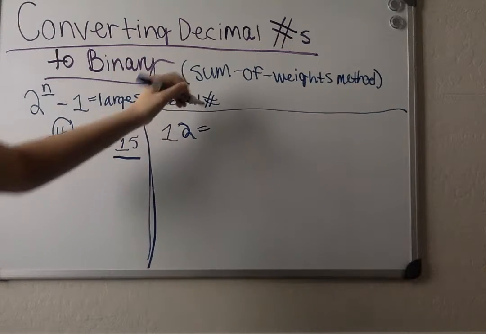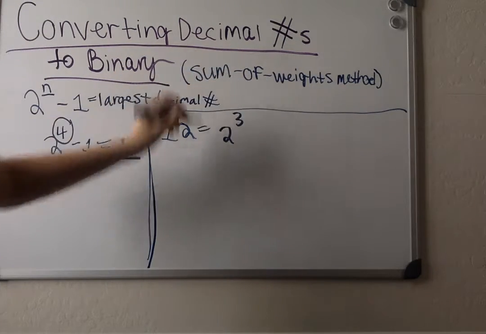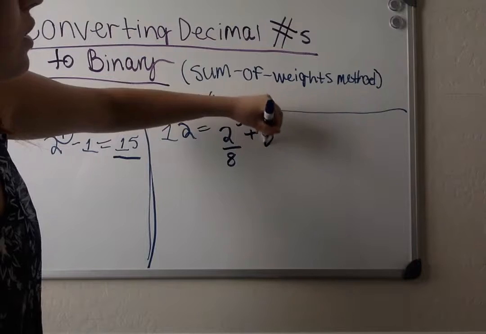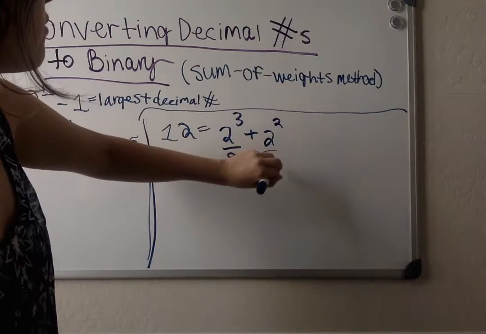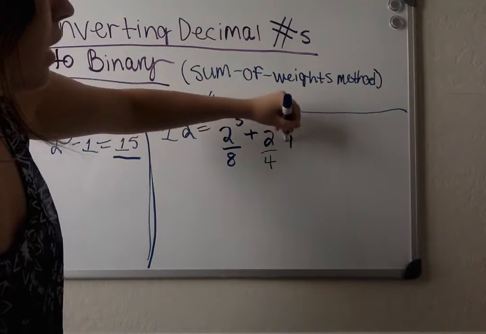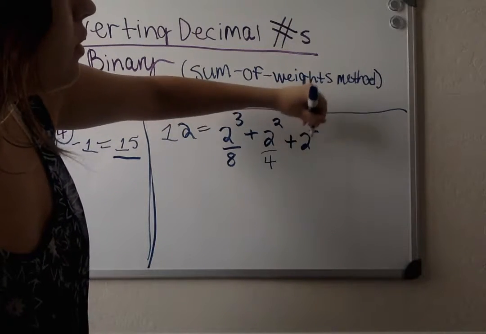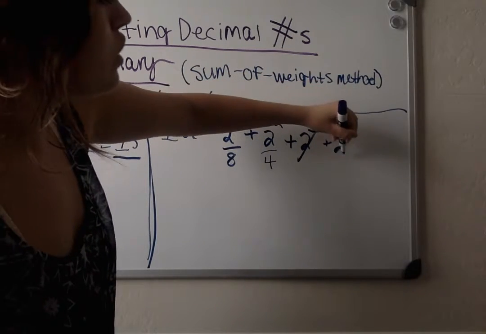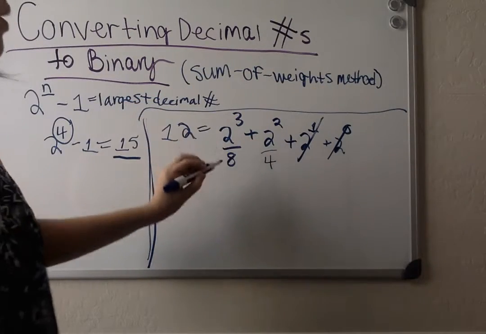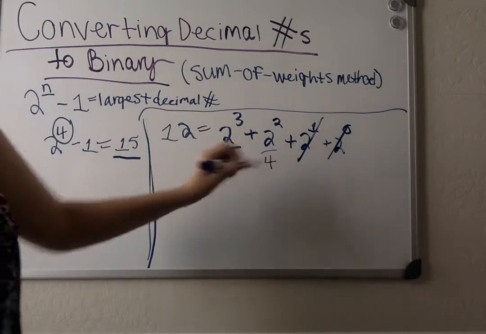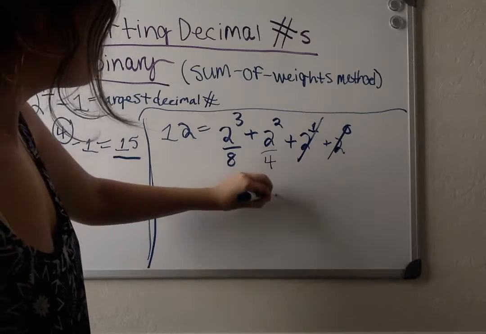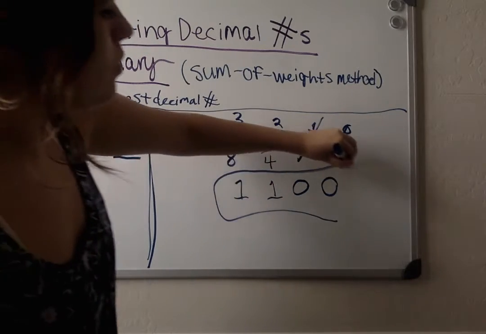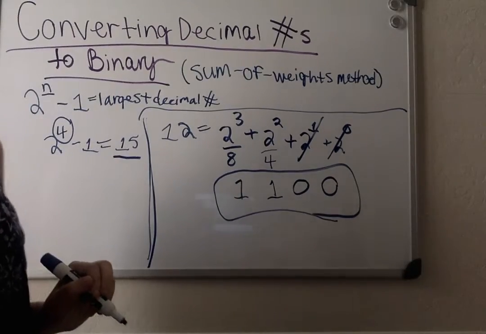So, let's see. Does 12 fit into 2 to the 3? Yes, it does, because 2 to the 3 is really 8, plus 2 to the 2, that is 4. But then we have to do plus 2 to the 1. Nope, because we've already got our 12, plus 2 to the 0, which anything to the 0 is just 1. Nope. So these are both true, they add up to 12. These don't. So we're going to get 1, 1, 0, 0, and this is going to be 12 in binary. Alright?